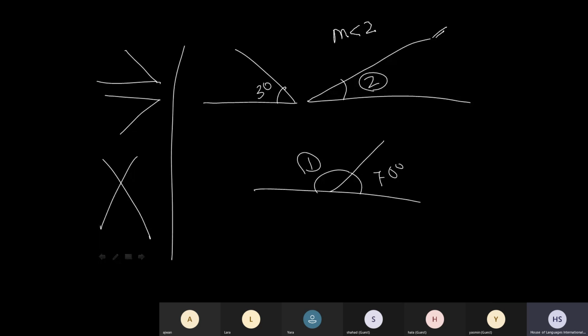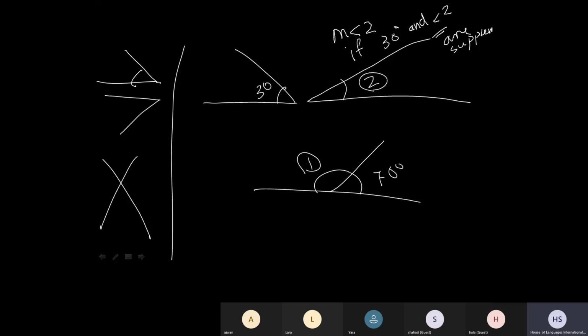So here, you will find the measure of angle 2 if you know that it's 30 and angle 2 are supplementary. Okay? Here.